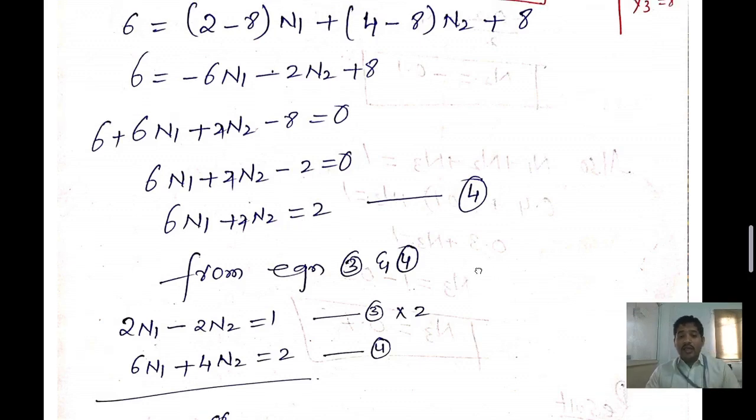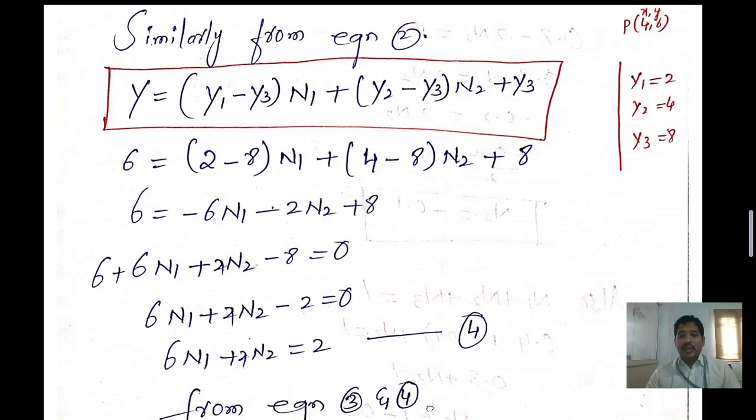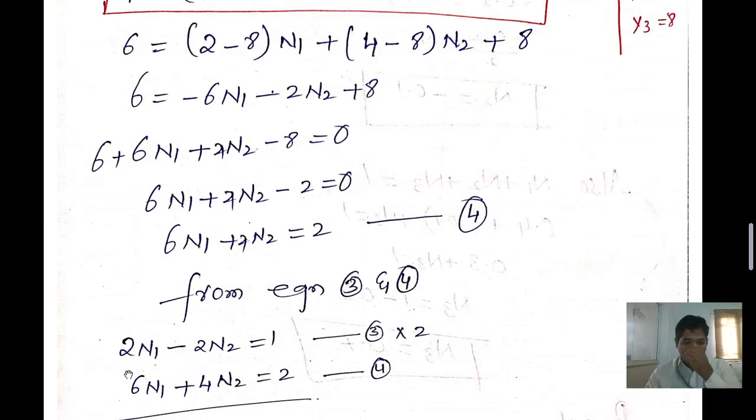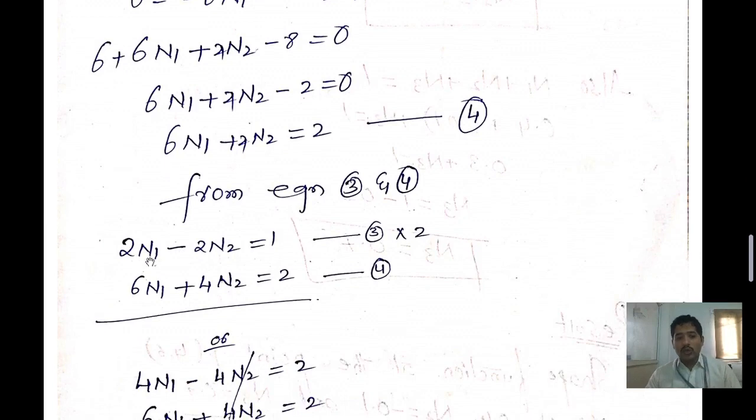So after that, we need to equate equation number 3 as well as equation number 4. So equation number 3 is how much? 2n1 minus 2n2 equal to 1. 6n1 plus 4n2 equal to 2. So first, because here both values are not equal, for that reason what I am doing over here, for equation 3 we are multiplying by 2.